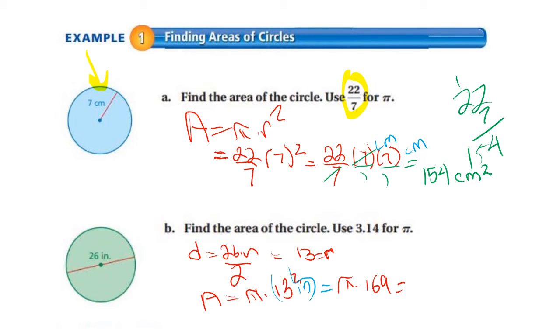If you do that on your calculator, go ahead and bust out your calculators. By the way, as I'm showing my work on this, I'd like you to be following along with a calculator. So I'm keying in 169 times pi, and I am getting 530.93. I'm just going to round to the hundredths place, and the units are inches squared.